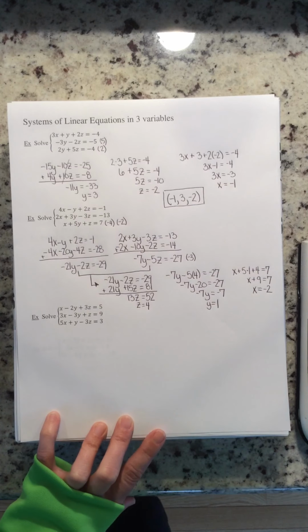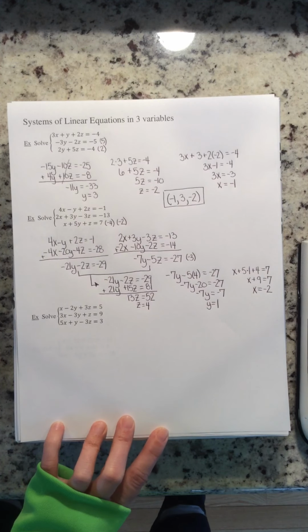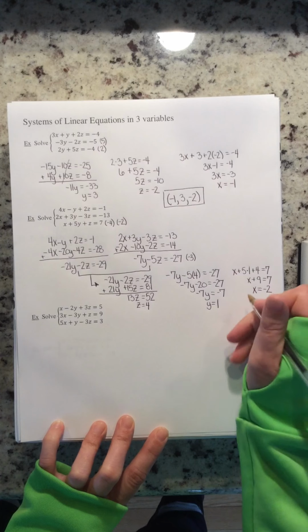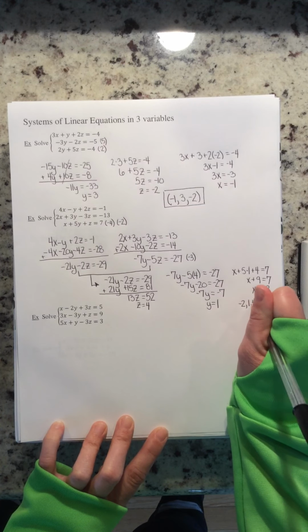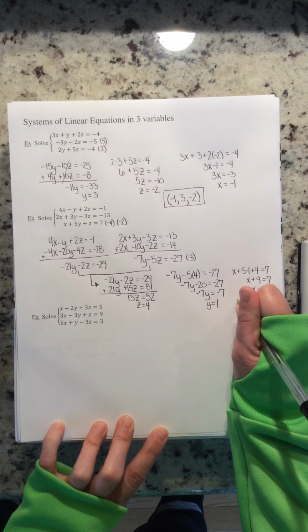When we write our answers, we want to write them in order, x, then y, then z. So negative 2, comma, 1, comma, 4. Don't forget your parentheses. And your answer looks just like this.